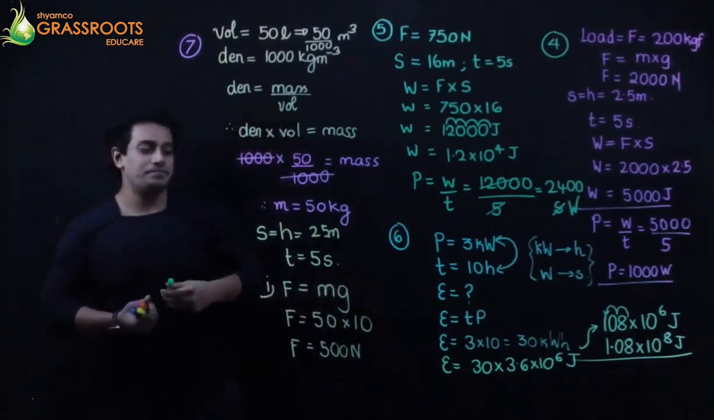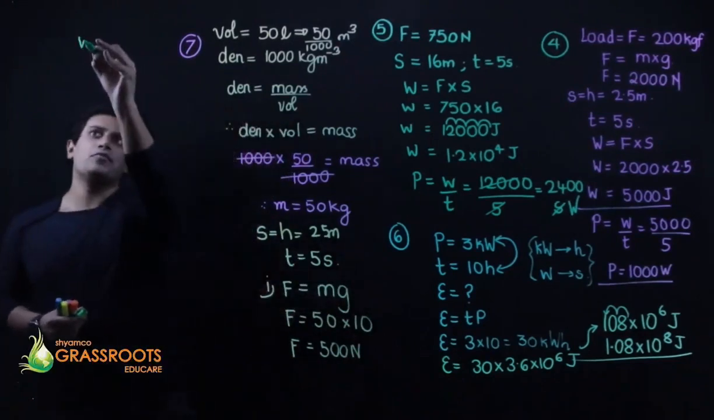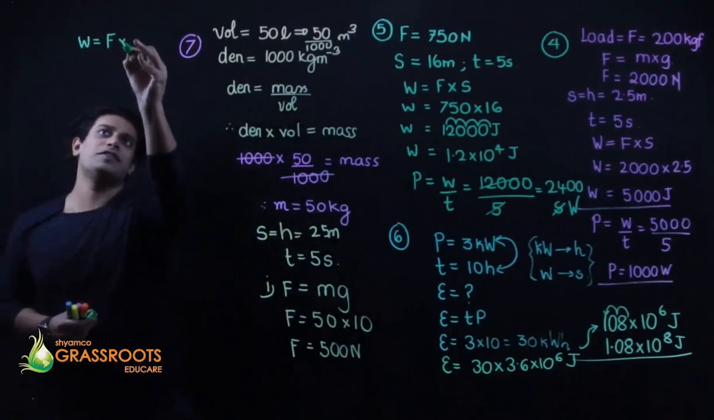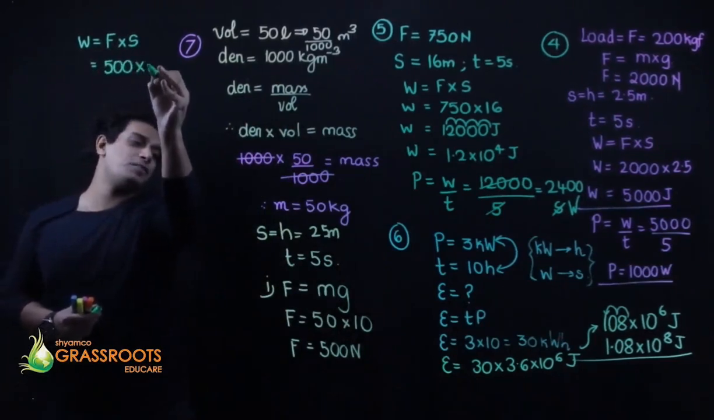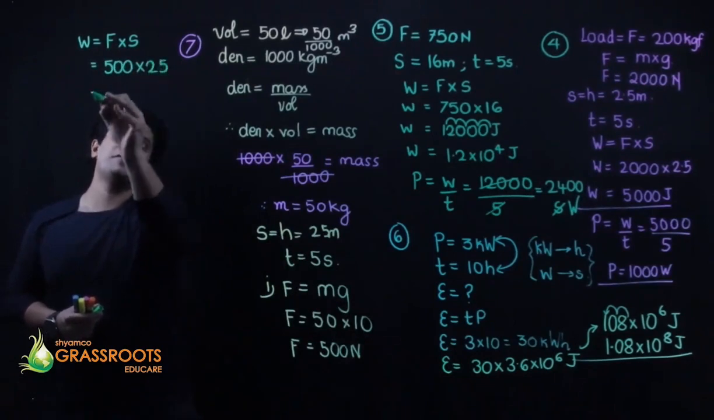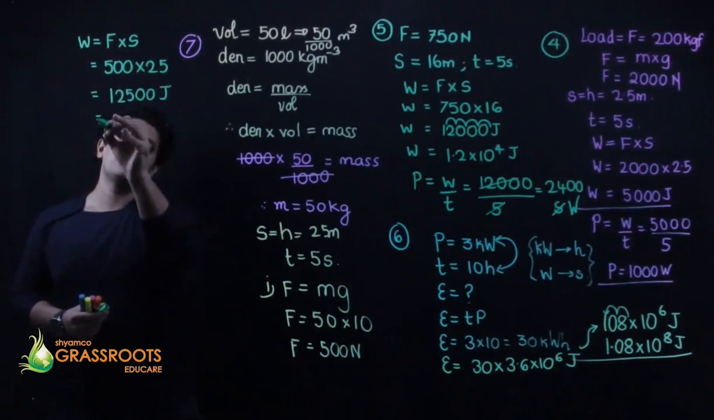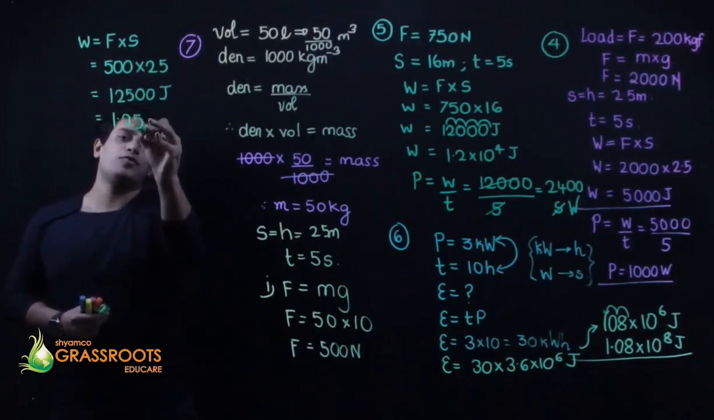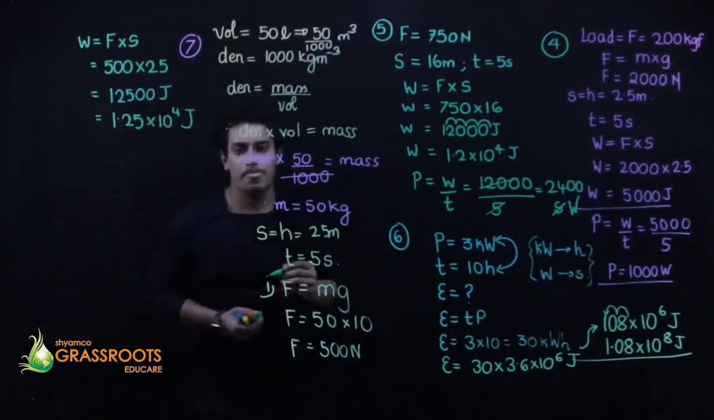Second. What are they asking? Work. Work is equal to force into displacement. Force is 500 and the distance or displacement covered is 25. So 12500 joules, that's 1.25 into 10 raised to 4 joules.